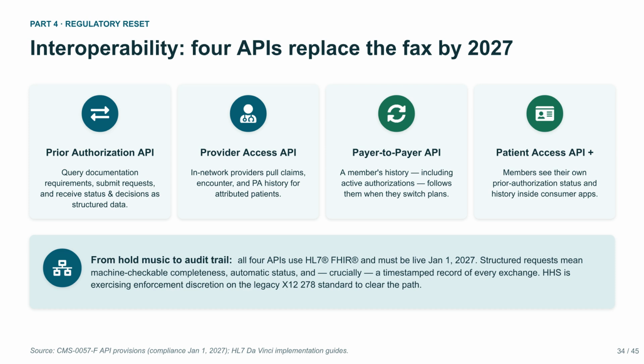By January 2027, 4 FHIR-based APIs will largely replace the fax machine. These APIs will handle prior authorization, provider access to history, payer-to-payer transfers, and patient access to their own data. Crucially, every exchange creates a time-stamped audit trail, which will significantly streamline dispute resolutions between providers and plans.